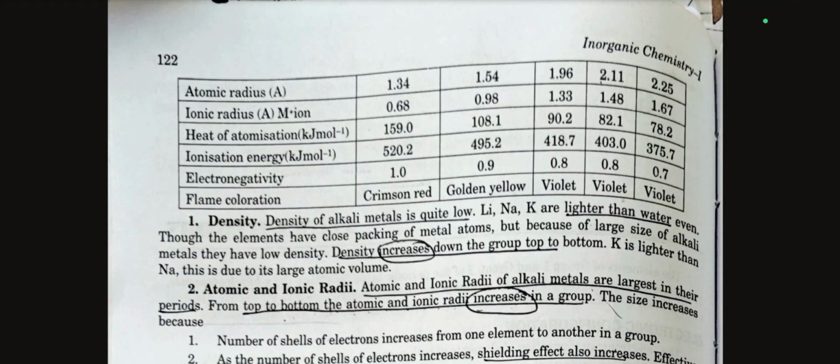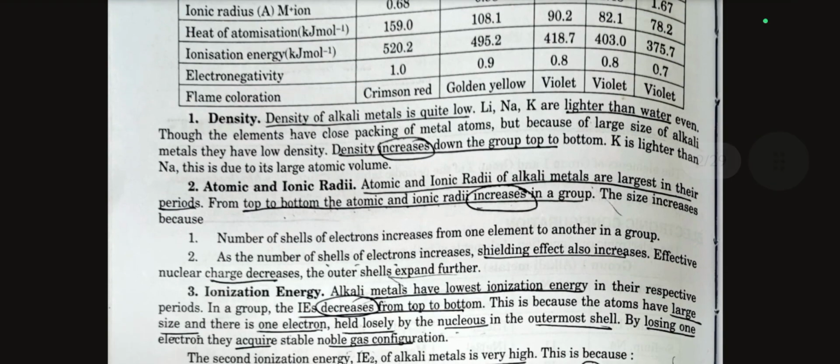Atomic and ionic radii. Atomic and ionic radii of alkali metals are largest in their periods. From top to bottom, the atomic and ionic radii increase in a group. The size increases because the number of shells of electrons increases from one element to another in a group. As the number of shells increases, shielding effect also increases, effective nuclear charge decreases, and the outer shell expands further.